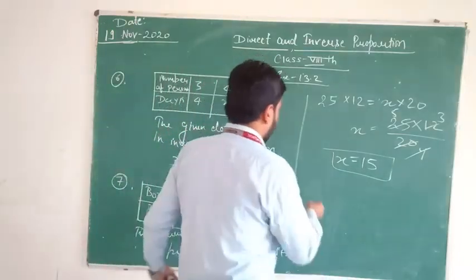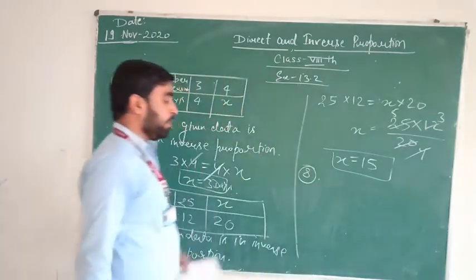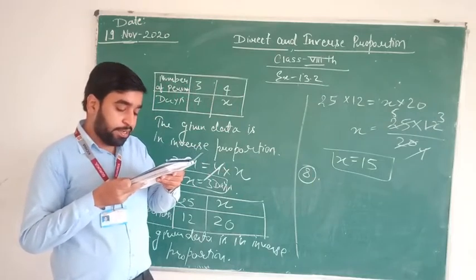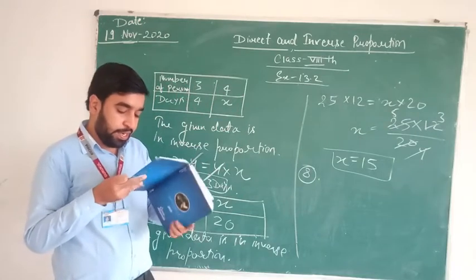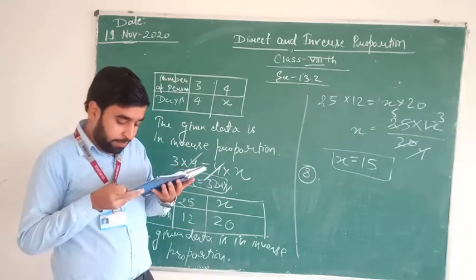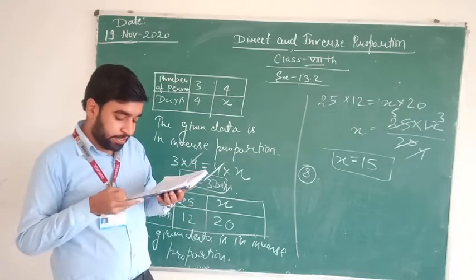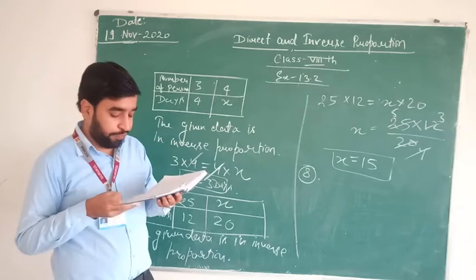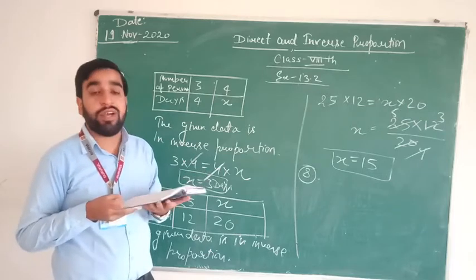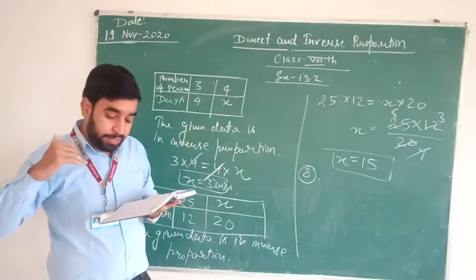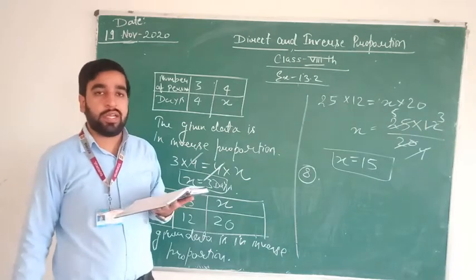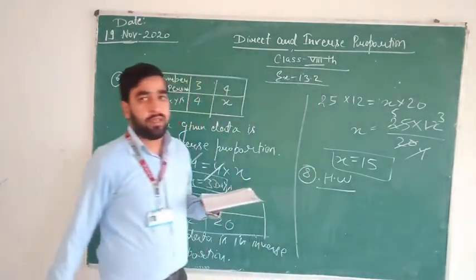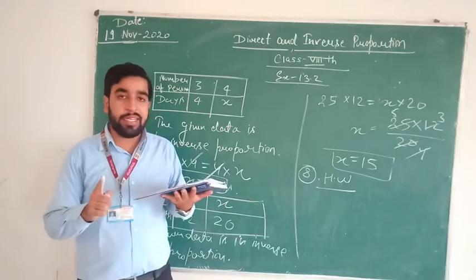Now students, next question. Question number 8 of the exercise. A factory requires 12 machines to produce a given number of articles in 63 days. How many machines would be required to produce the same number of articles in 54 days? If you will decrease the number of days, then the number of machines will increase. So here is also inverse variation. So you can solve this question on your own. That is your homework. Solve this on your own as inverse variation.